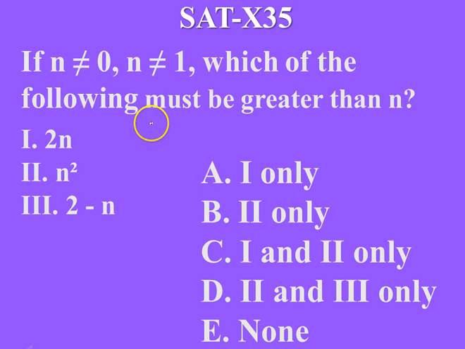Well, let's just pick a sample number. Let's say n is 2. If n is 2, 2n is greater, n squared is greater, and 2 minus n is not greater because 2 minus n is 0. So we eliminated choice 3.